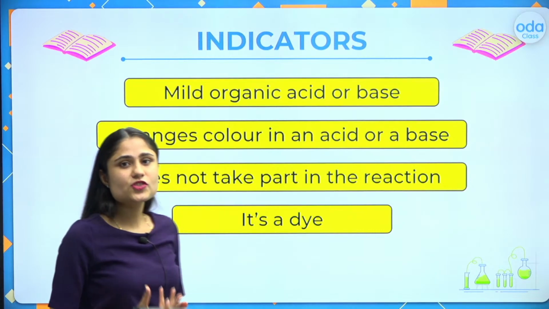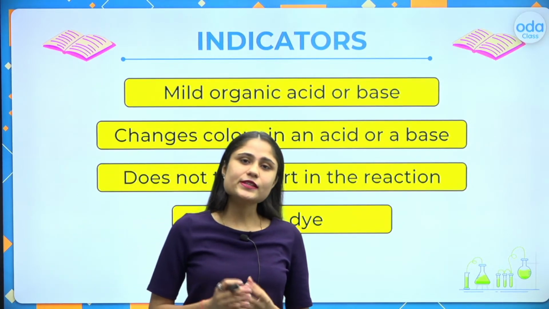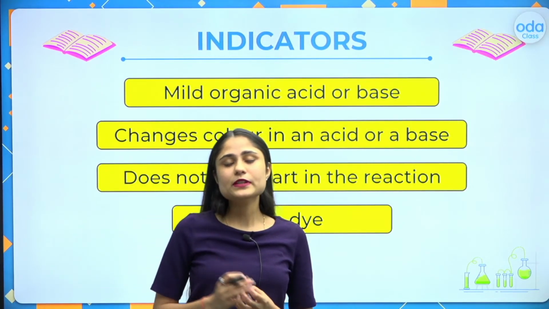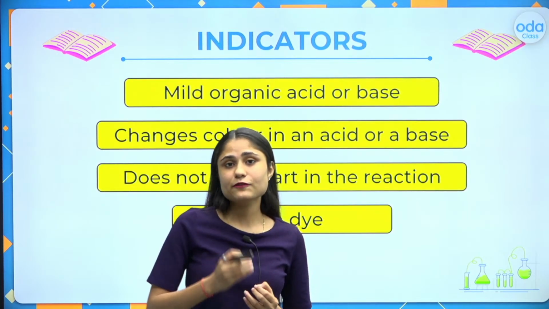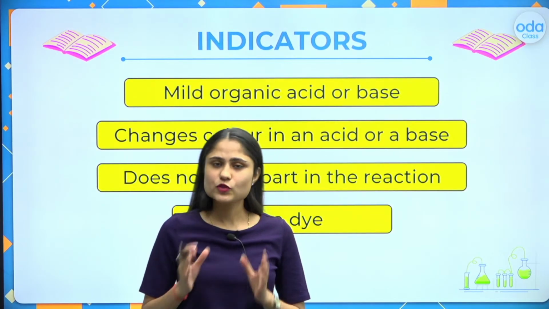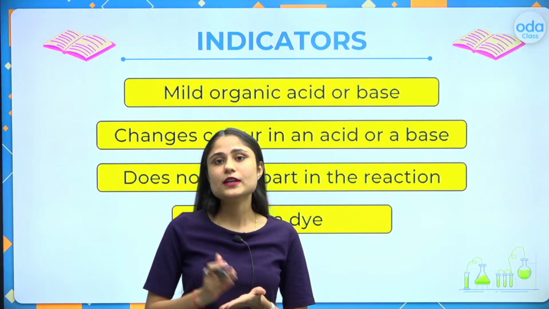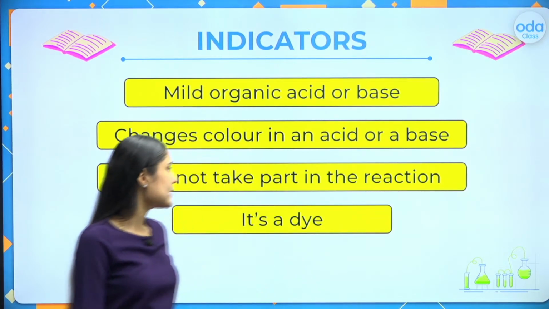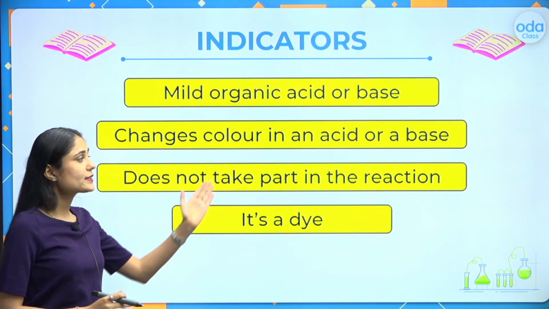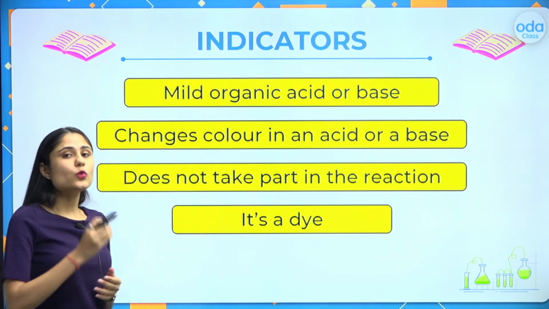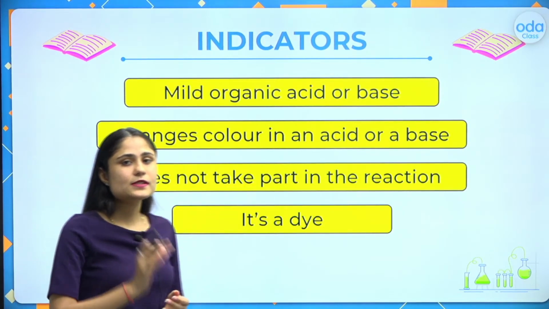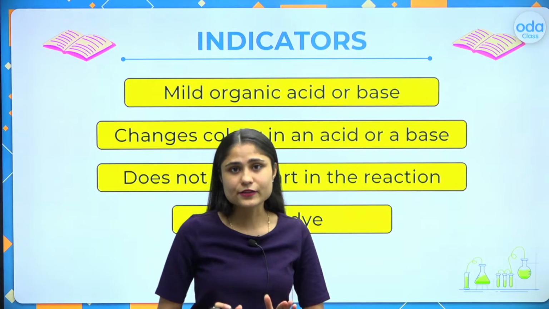It can either change color or there will be a change in some other type of property which indicates the different chemical compounds. So there will be a change in some or the other chemical property. Then it does not take part in the reaction. You add an indicator to a substance, but it does not react with it, okay?